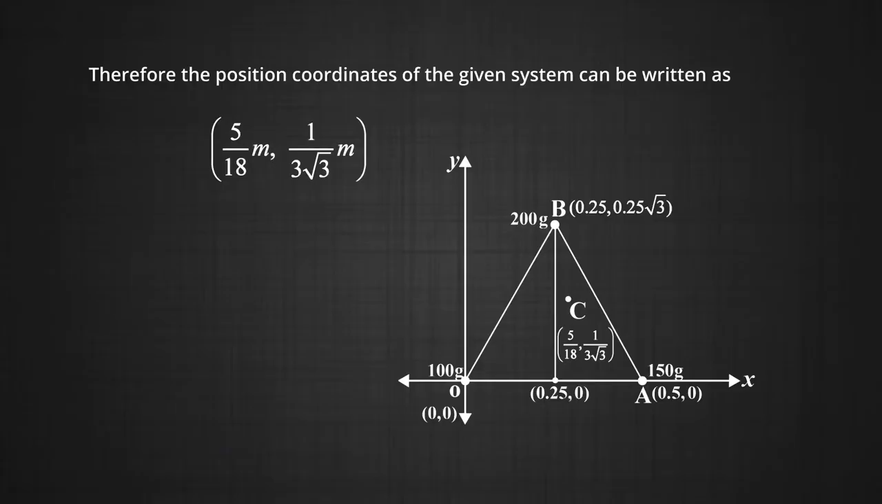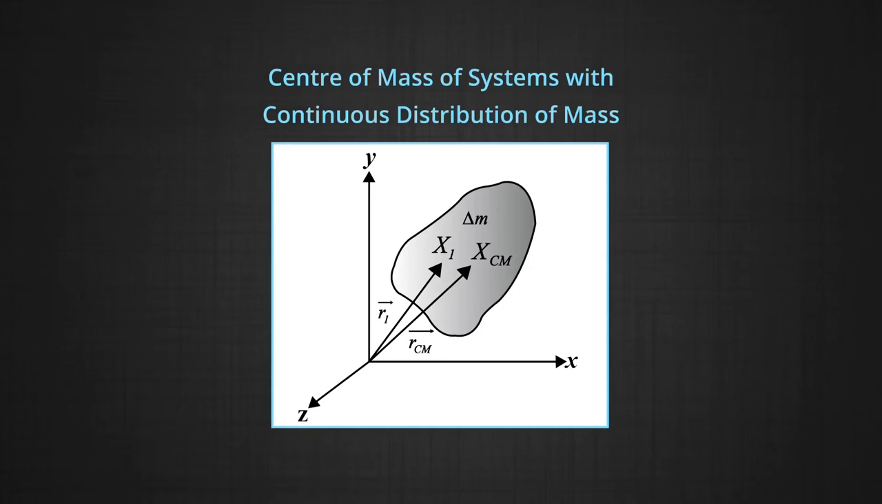Therefore, the position coordinates of the given system's center of mass can be written as 5 upon 18 meter, 1 upon 3 root 3 meter. Center of mass of a system with continuous distribution of mass. We now know how to find the center of mass for a system which has discrete n point-size particles.